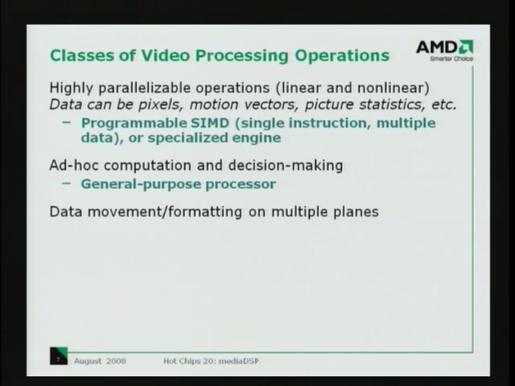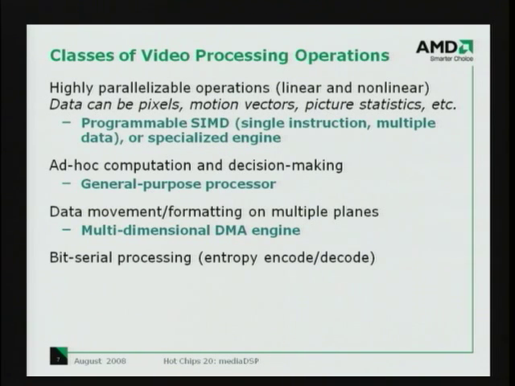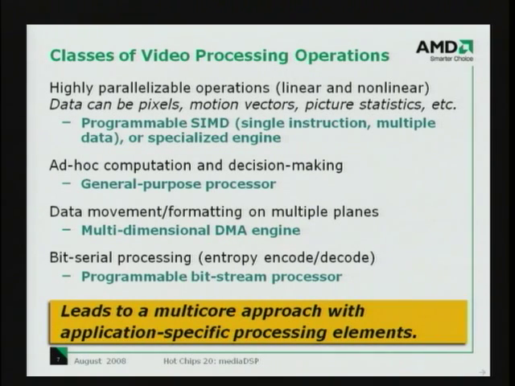Next, you have data movement and formatting operations. A lot of times with video, you're moving multiple planes of data, such as luminance and chrominance data. So a multidimensional DMA engine that has on-the-fly pixel format conversion is useful to handle these kinds of operations. And then finally, there's bit serial processing, which shows up in the entropy encode and decode portions of video codec applications. These can easily overwhelm a RISC processor, any general purpose processor. Something like a programmable bit stream processor is really required to hit the kind of bit rates for codec applications. Realizing this diversity of processing is what led us to a multi-core approach that supports heterogeneous application-specific processing elements.